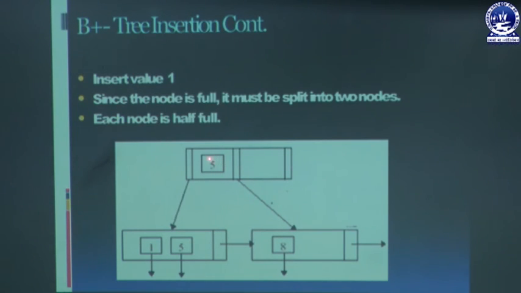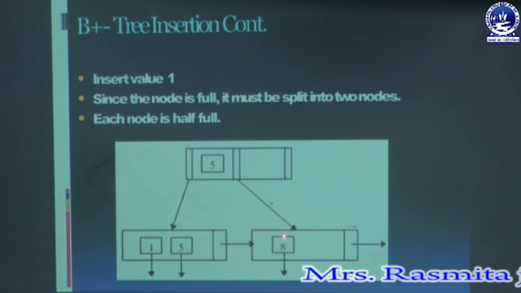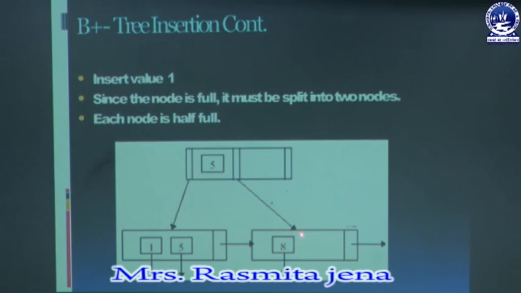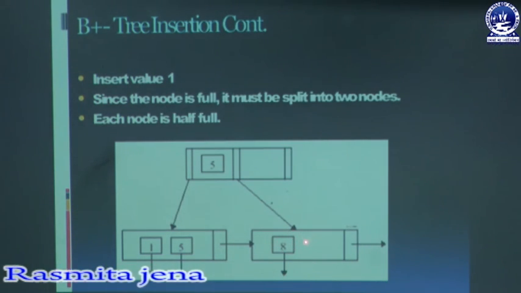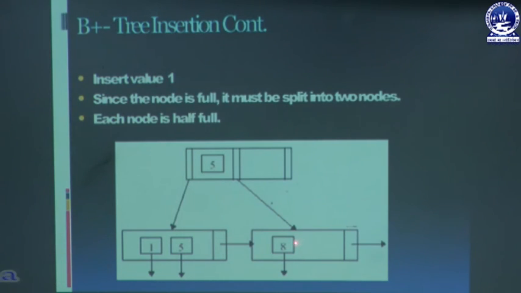Then suppose next we want to insert 7. First it will be compared with the root node. As it is greater than 5, it will go to the right pointer. In this node one key is present, so there is enough space to insert another key. So 7 can be inserted in this location. As 7 is less than 8, 7 will be inserted at the left side of 8. Now 7 is inserted in this node.